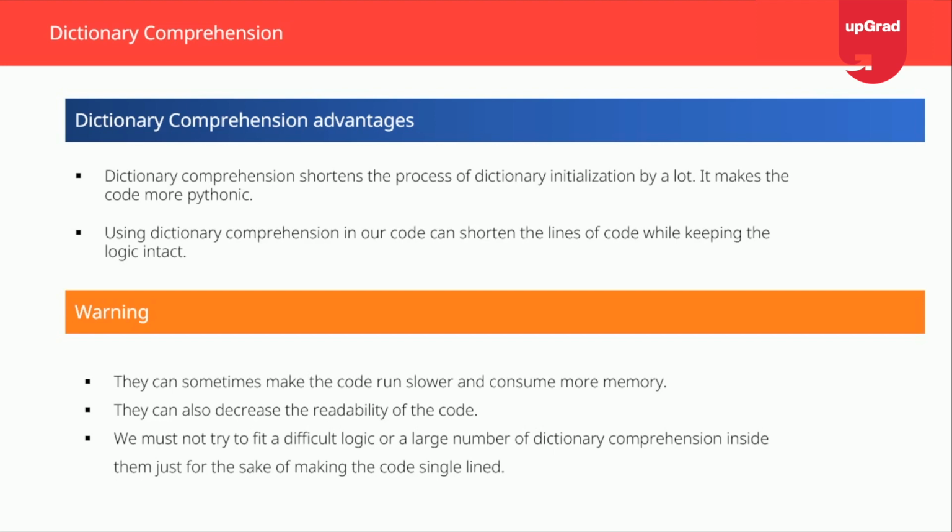Now, similar to list comprehension, dictionary comprehension can also shorten the lines of code, keeping the logic intact. So you can reduce the number of lines of code, similar to list comprehension, using dictionary comprehension. This makes your code more readable and easy to understand.